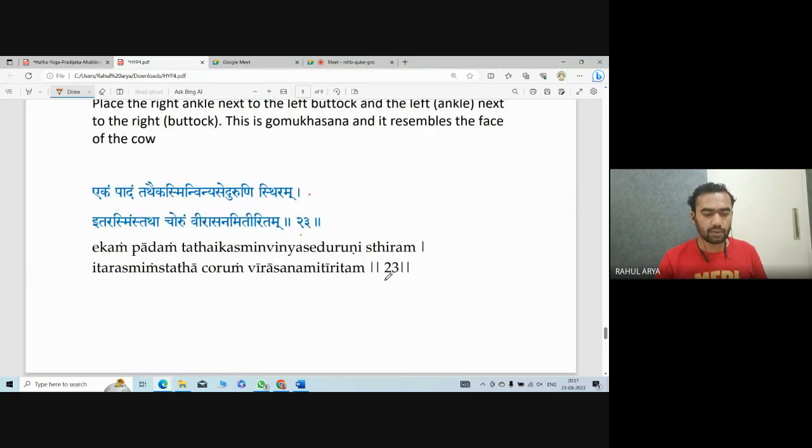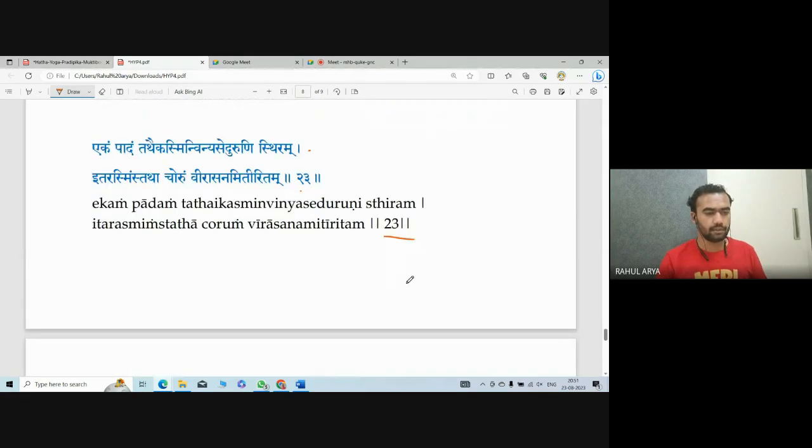Next is shloka number 23, about the Veerasana. एकं पादं तथैकस्मिन् विन्यसेद् ऊरुणि स्थिरम्, इतरस्मिन् तथा चोरुं वीरासनमितीरितम्.